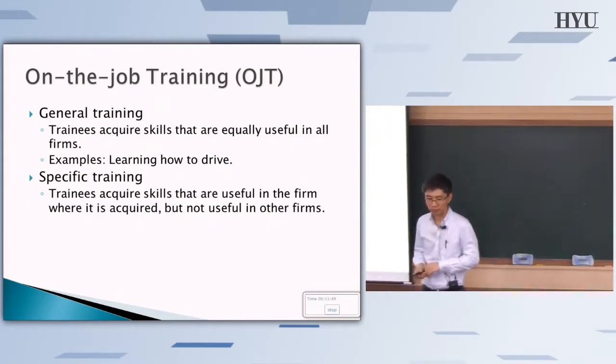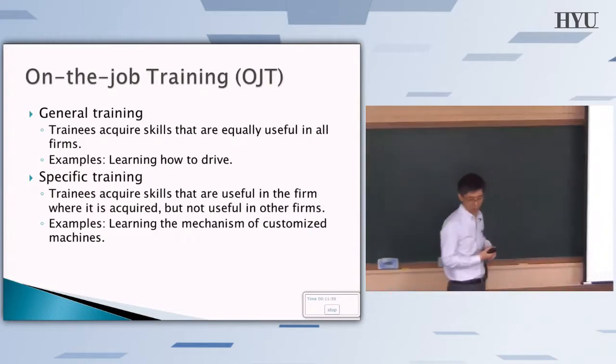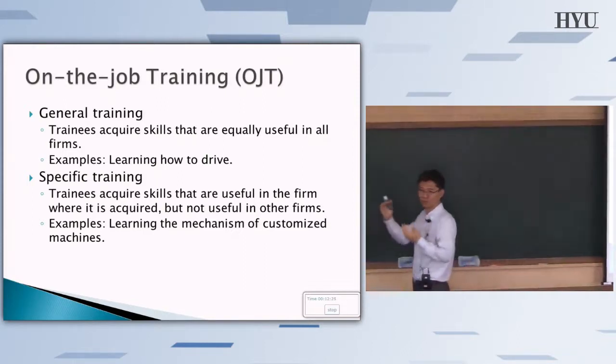And there are many examples of specific training. For example, learning the mechanism of customized machines. A lot of big companies do not use general machines. They actually use customized equipment for their purposes. For example, let's say you get a job at a bank, and their internal system that you're going to use is not like Windows. They actually design their system to their specific need.